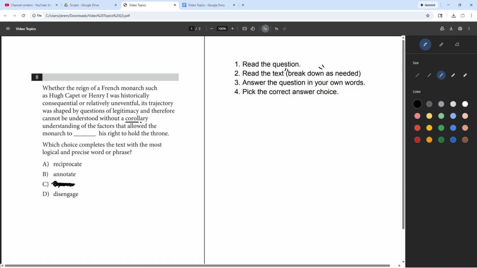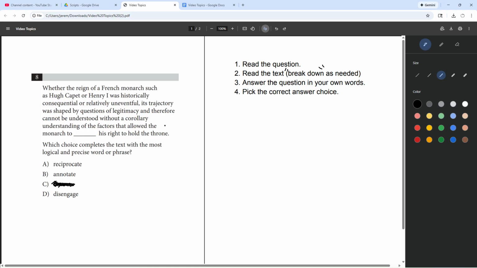For those of you who know what this word means, that's awesome. For those of you who don't, we're going to not define that word just in case you don't, because we can still get to the right answer without knowing a lot of the words in any given reading and writing problem, without some other type of understanding of the factors that allowed the monarch to blank his right to hold the throne. Okay, that allowed him to obtain his right to hold the throne, his monarch to something, his right to hold the throne. Step 2, read the text, break down as needed.